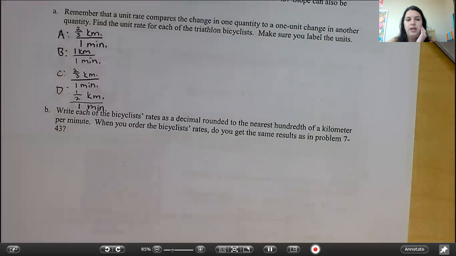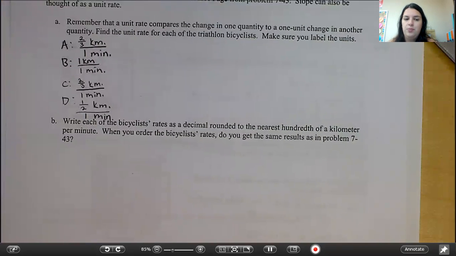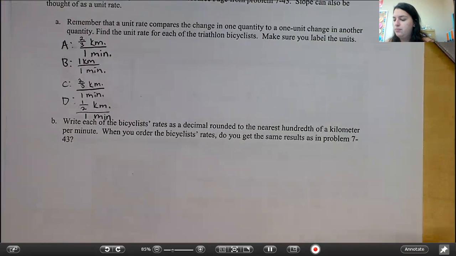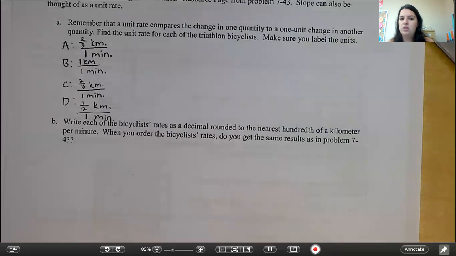Part B says, write each of the bicyclist rates as decimals rounded to the nearest hundredth of a kilometer per minute. When you order the bicyclist rates, do you get the same results as in problem 743? So I would like you to pause the video and answer part B. If you're back with me, you've answered part B. We're going to save part B and we're going to talk about those decimals in class.